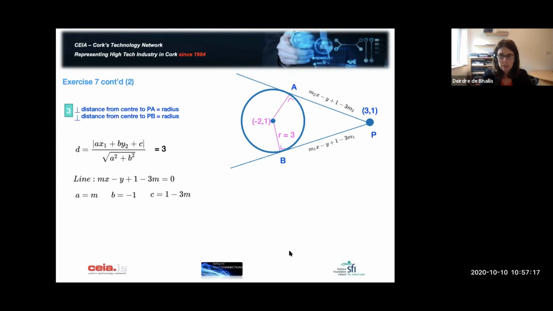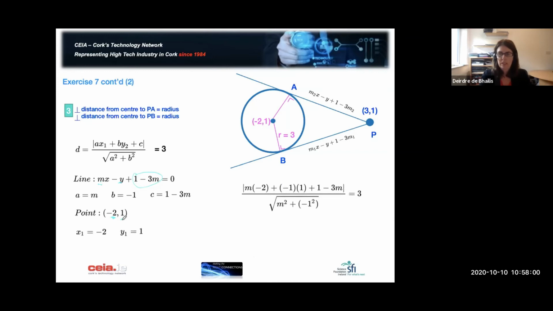The line in question is the equation for both of those tangents, and therefore we can say that A is equal to m, B is equal to minus 1, and C is all of this term here. The center that we're interested in, the x1, y1, is going to be minus 2 for x1 and 1 for y1. So when we populate that into the formula, we get something that looks like this.